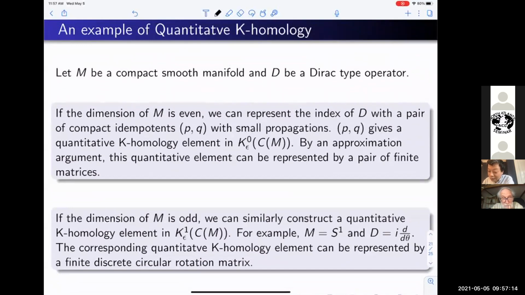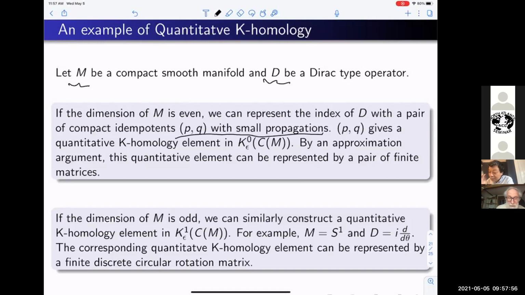So let's look at the case. You have a compact smooth manifold. You have a Dirac operator. Of course, it's Fredholm, and we can study its index theory. Especially in the heat kernel approach to index theory, you can represent the index by a projection with very small propagation, so by kernel operators which are almost concentrated on the diagonal. Well, actually, basically one projection is enough.